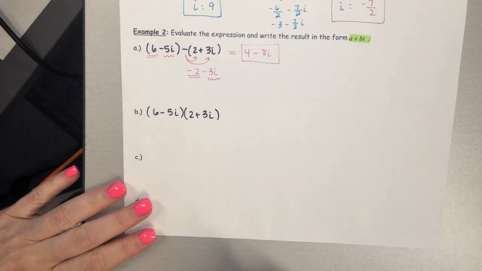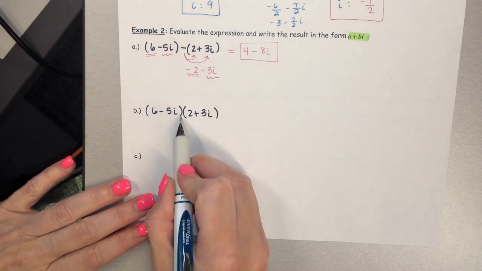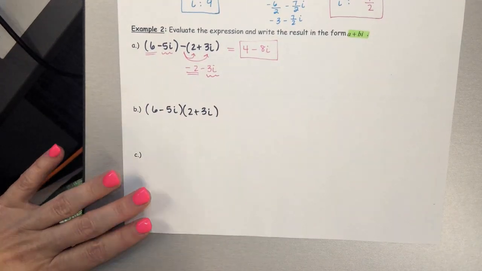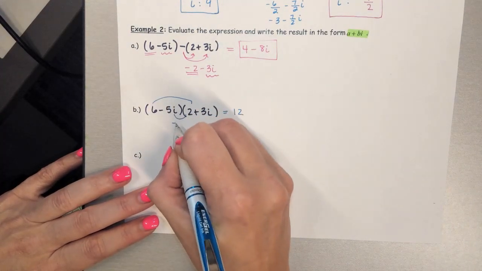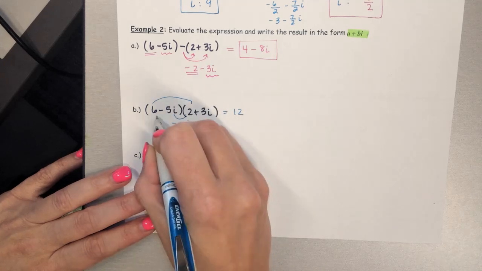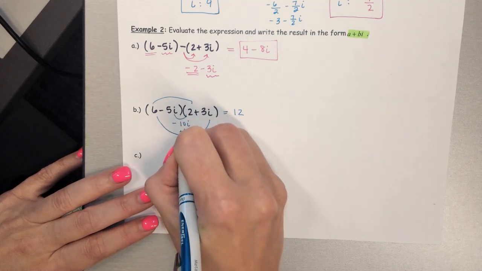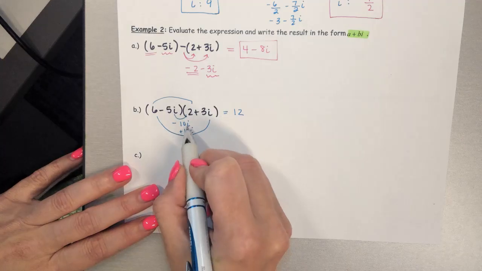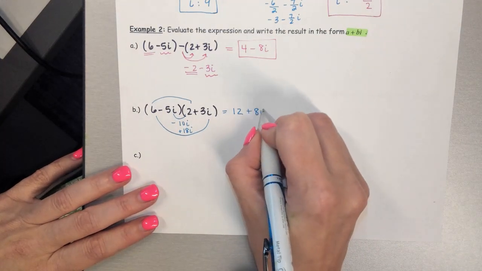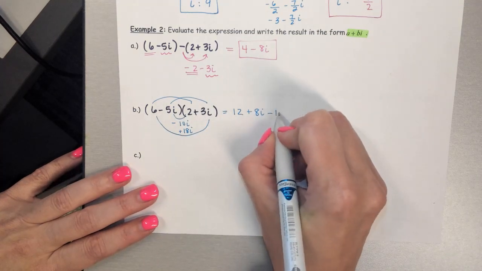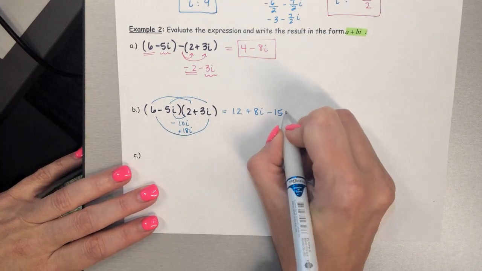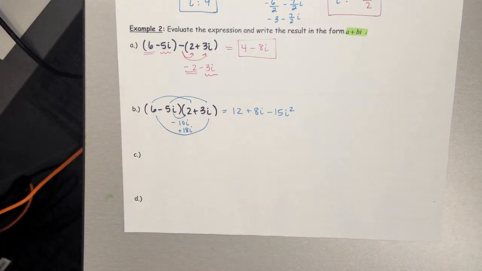All right, now here we are going to FOIL. So this was subtraction. If there's no operation, it's multiplication. So with FOIL, 6 times 2 is going to be 12. -5i times 2, this will be negative 10i. 6 times 3i is 18i. I like to do this so I can just add it together. And then the last one is negative 5i times 3i, negative 15. i times i is i squared. Okay, if you got here, that is great. Okay, that means you remember how to do your FOIL.